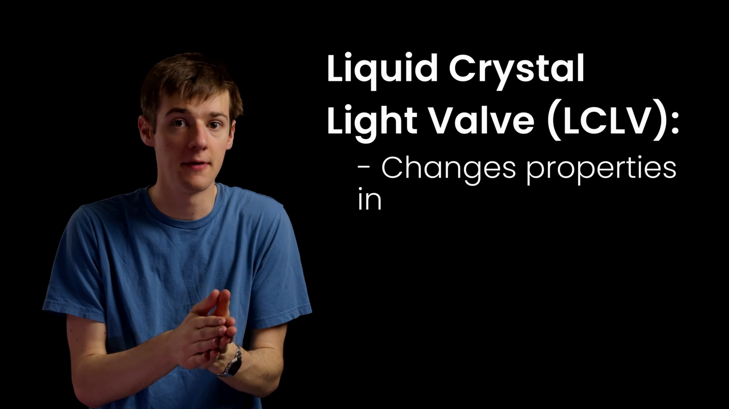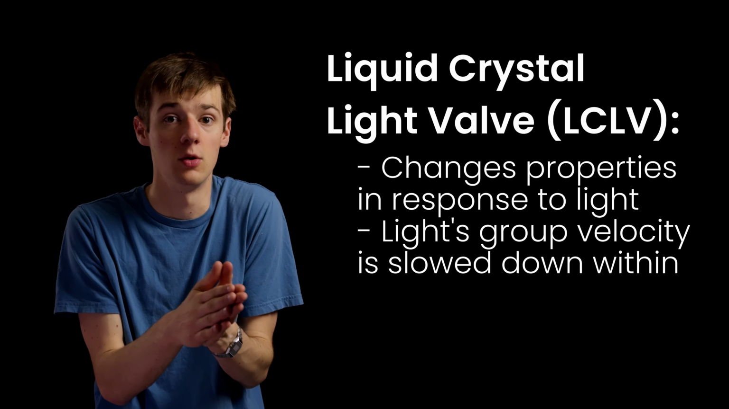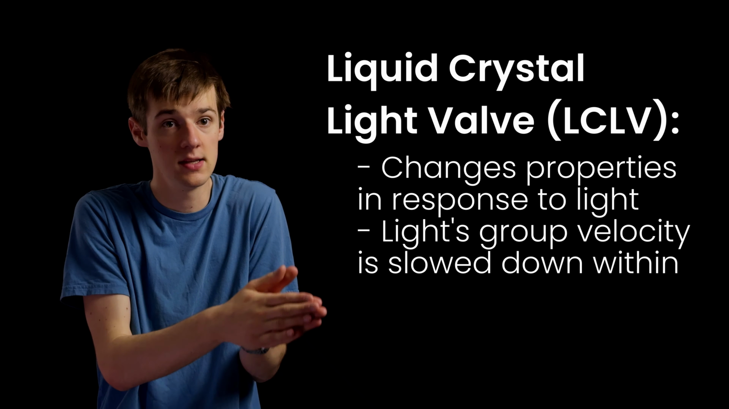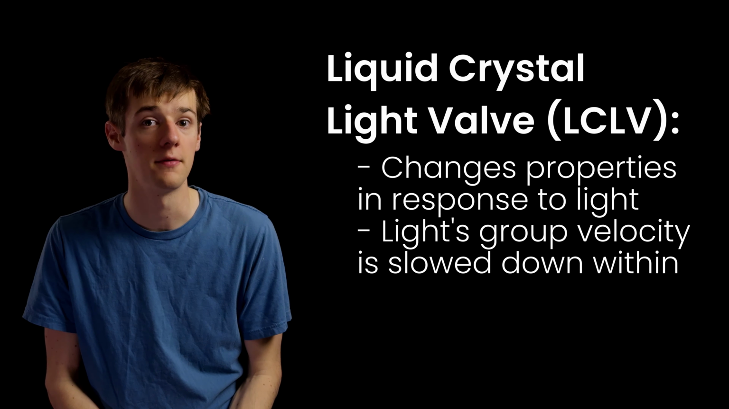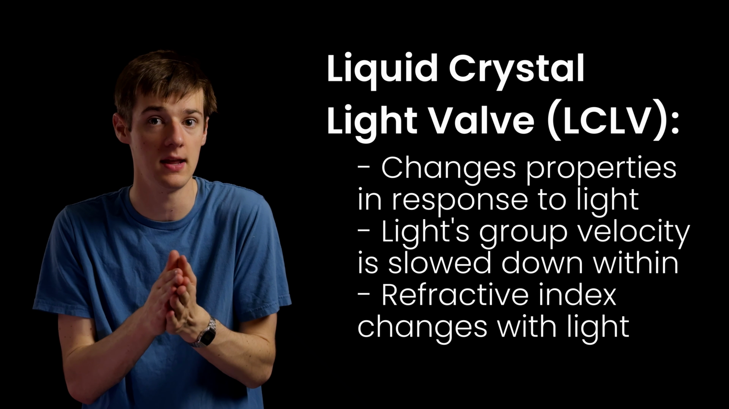The liquid crystal light valve is a light-sensitive liquid crystal device. It's also a slow light material, which means the group velocity, that is the velocity of the interference pattern, is slowed down within the medium. The photosensitive properties of the liquid crystal light valve cause the refractive index of the liquid crystal to change depending on the interference pattern. That change in refractive index essentially creates a diffractive grating, which channels a specific amount of light from one beam to the other based on how different their frequencies are.